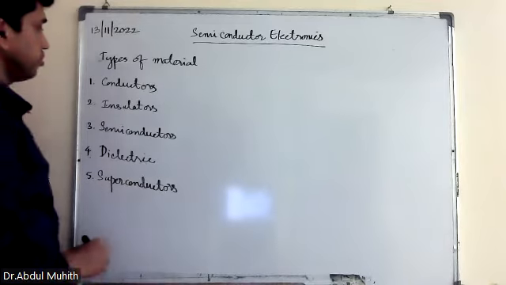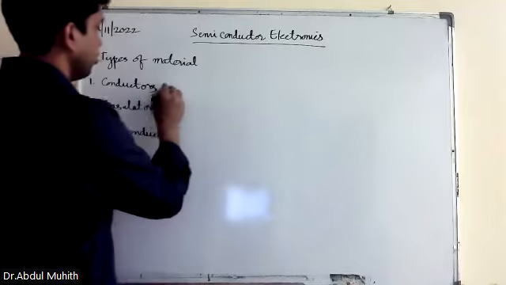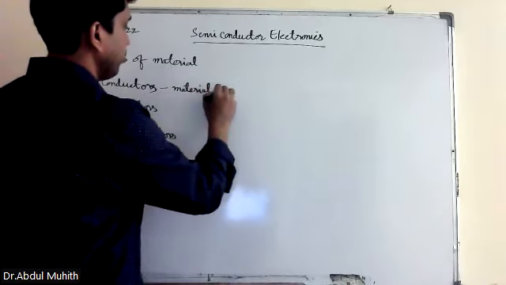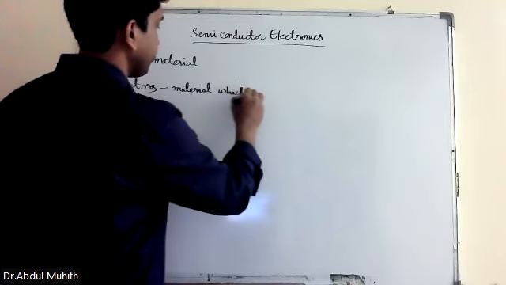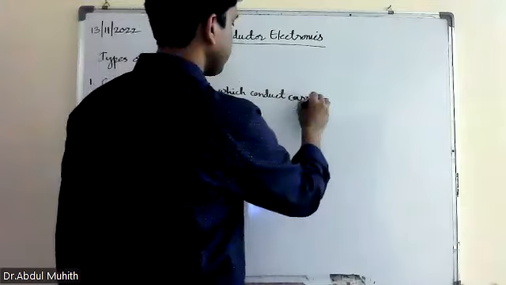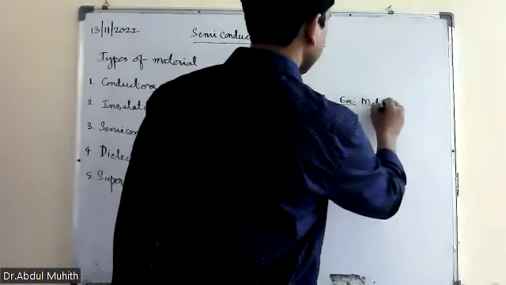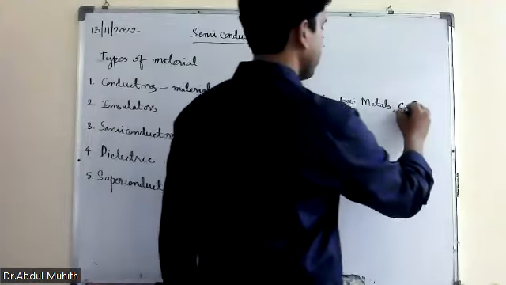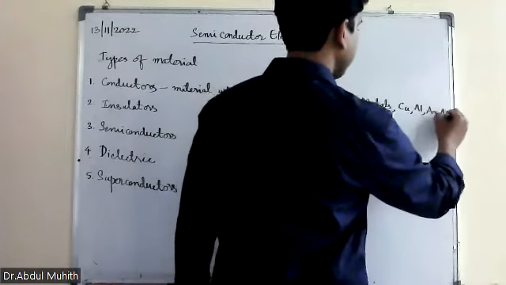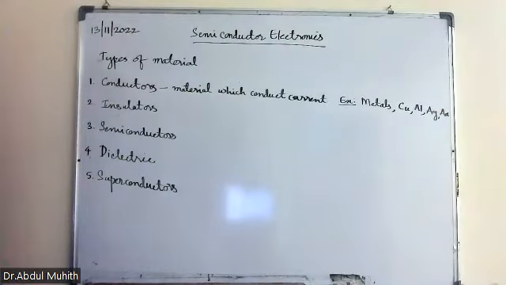What are conductors? Materials which allow the flow of current, which conduct current. What are the examples? The best examples for this are metals like copper, aluminium, silver and gold. These are good examples of conductors.